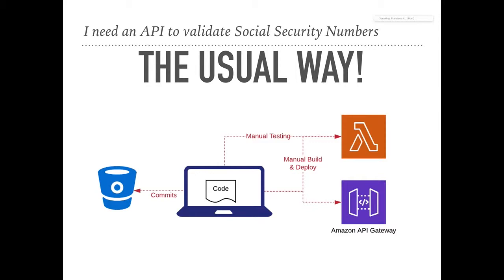If a team is presented with the challenge to create an API to validate social security numbers, the team may decide to implement this as a serverless application using AWS solutions.